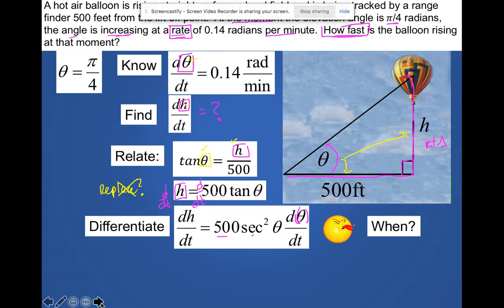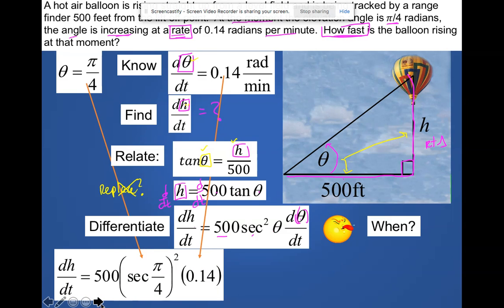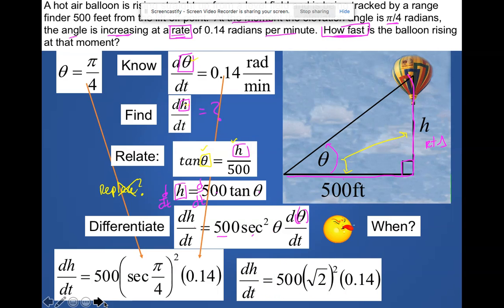When do I want to know? That was when the angle was pi over 4. So substitute in: dh dt was an equation with 3 unknowns, dh dt, theta, and d theta dt. I knew d theta dt. I know the angle at that moment that they want, and I'm solving for dh dt. And yes, you do have to know that the secant of pi over 4 is the reciprocal of the cosine of pi over 4, which is 1 over root 2. So reciprocate that to get root 2, and square it, get 2.